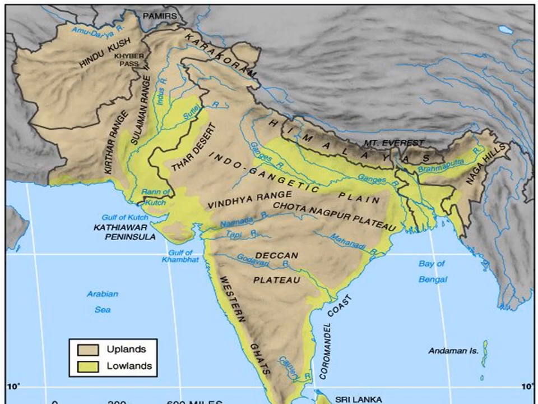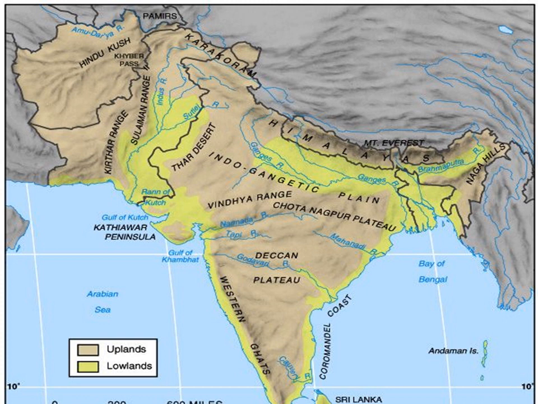Next, we have the southern plateaus. The southern plateaus are towards the south of the northern plains. They are triangular in shape. They are broad towards the north and narrow down as you go southwards.